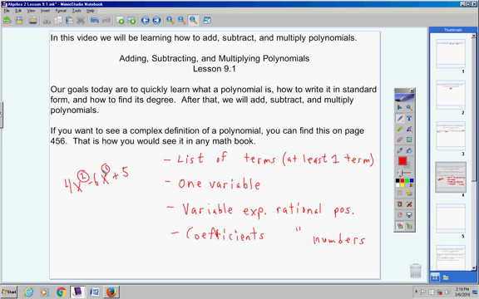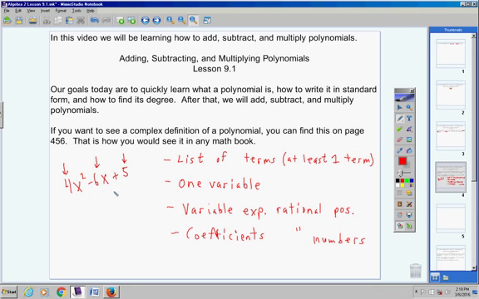Are they both rational? Yes. Are they both positive? Yes. Look at your coefficients. Are they rational numbers? 4 is rational. 6 is rational. 5 is rational. Thus, this is a polynomial.